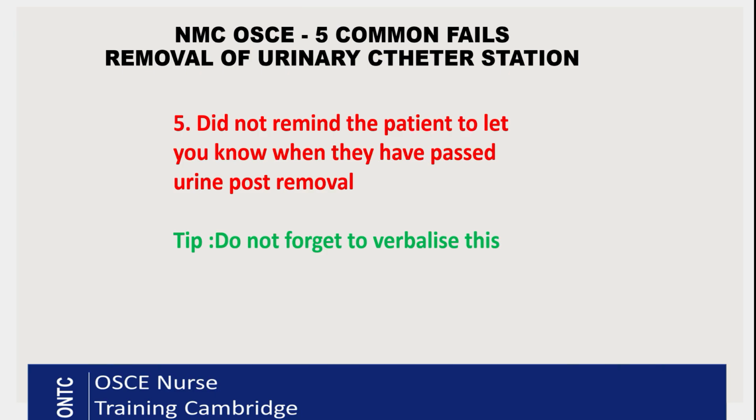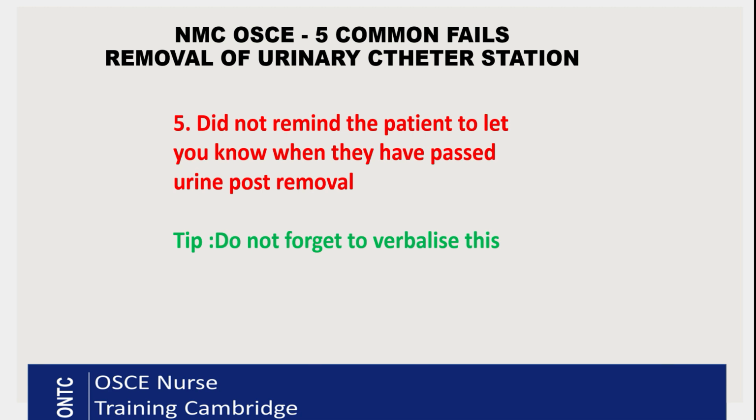So, number 5 then, did not remind the patient to let the nurse know, or let you know, when they have passed urine post catheter. It's really important, and it's a big part of your marking criteria. So you definitely need to say that after taking the catheter out, because if you don't tell the patient to confirm that they have passed urine post procedure, it's important to know, because if they haven't, they might be going into urinary retention again once the catheter is out. So we need to know the patient has successfully started passing urine after taking the catheter out. So that's why it's part of the marking criteria.